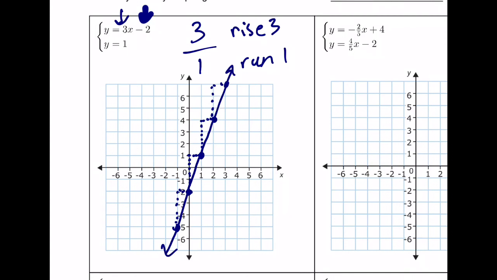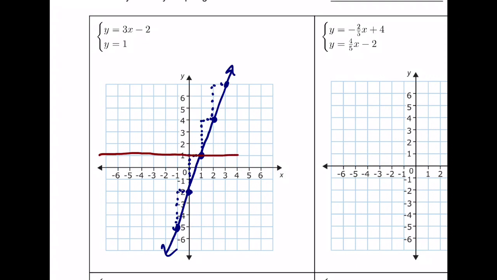The second one, a special case, y is equal to 1. What we do is we draw a horizontal line that crosses the y-axis at 1. If our equation read x equals 1, we would instead have drawn a vertical line that crossed the x-axis here at 1. But y equals 1 is always a horizontal line.